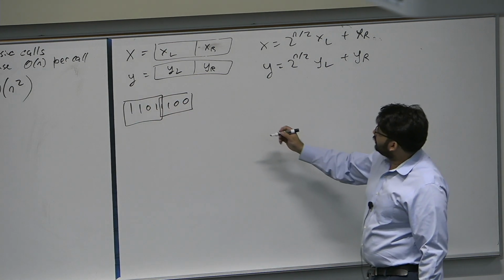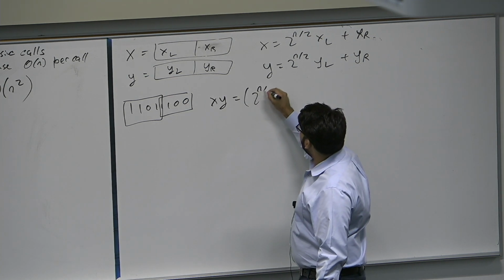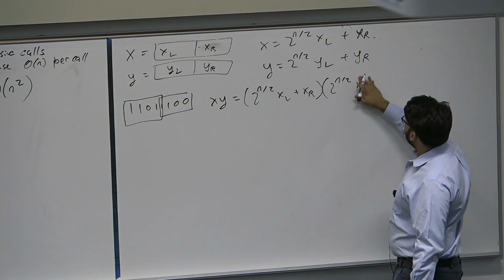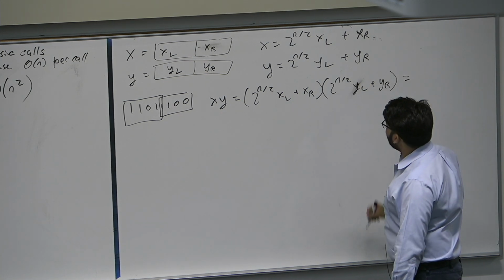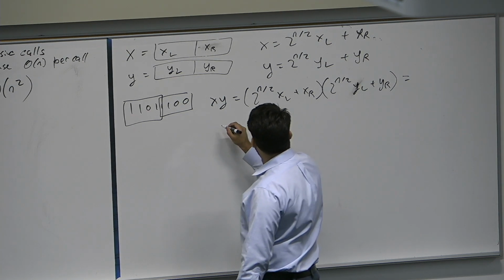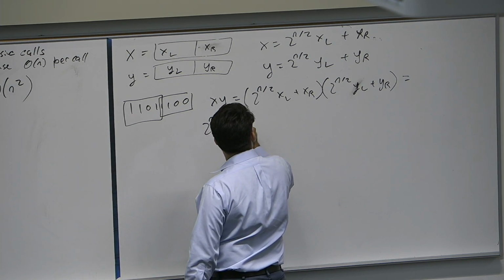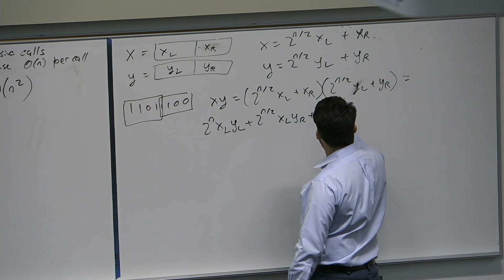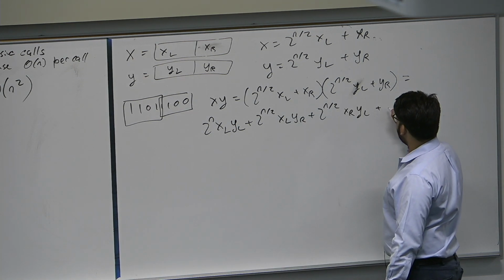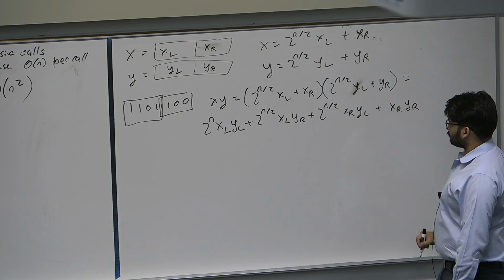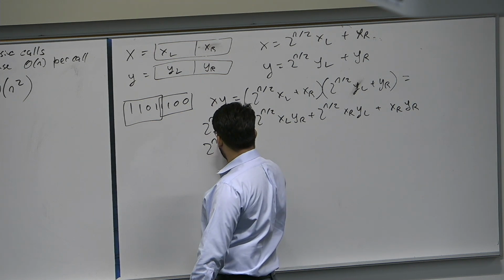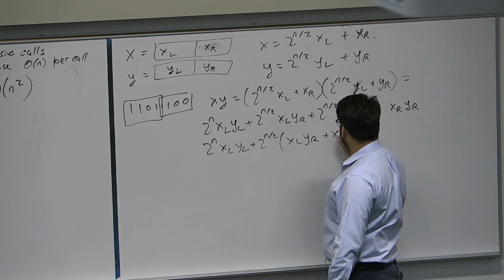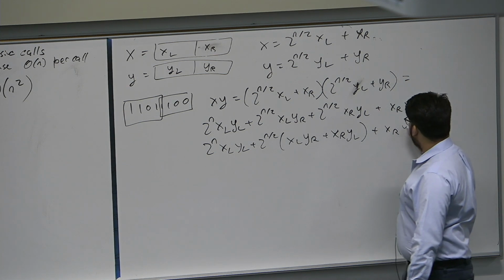Why do we care about this? Well, let's factor in FOIL. x times y is then equal to (2 to the n over 2 xl plus xr) times (2 to the n over 2 yl plus yr). Then we can factor in FOIL, and we have a couple subproblems. We're going to get 2 to the n xl yl plus 2 to the n over 2 (xl yr plus xr yl) plus xr yr.